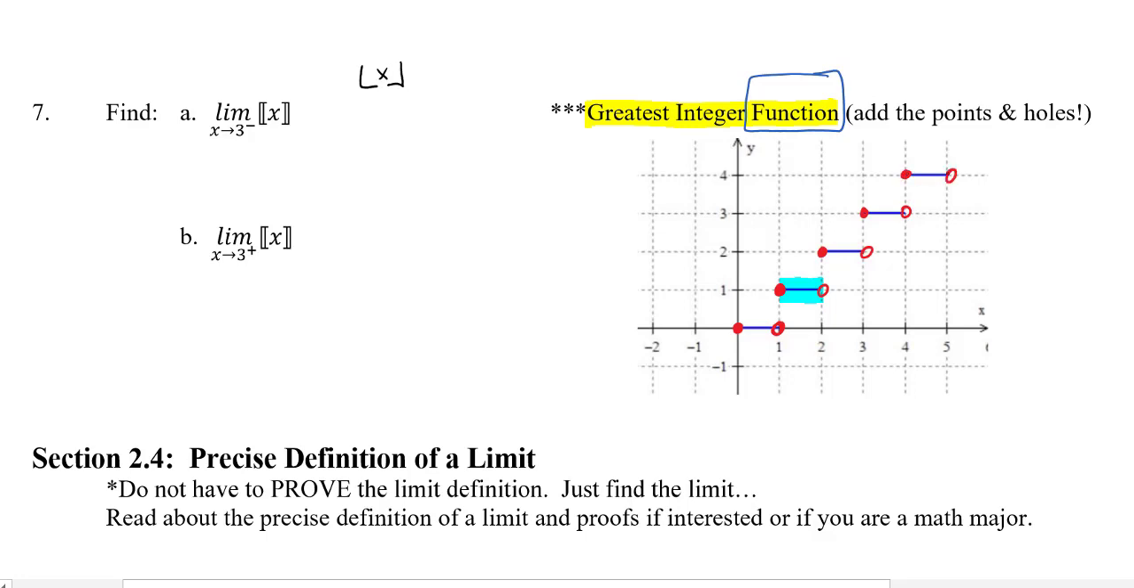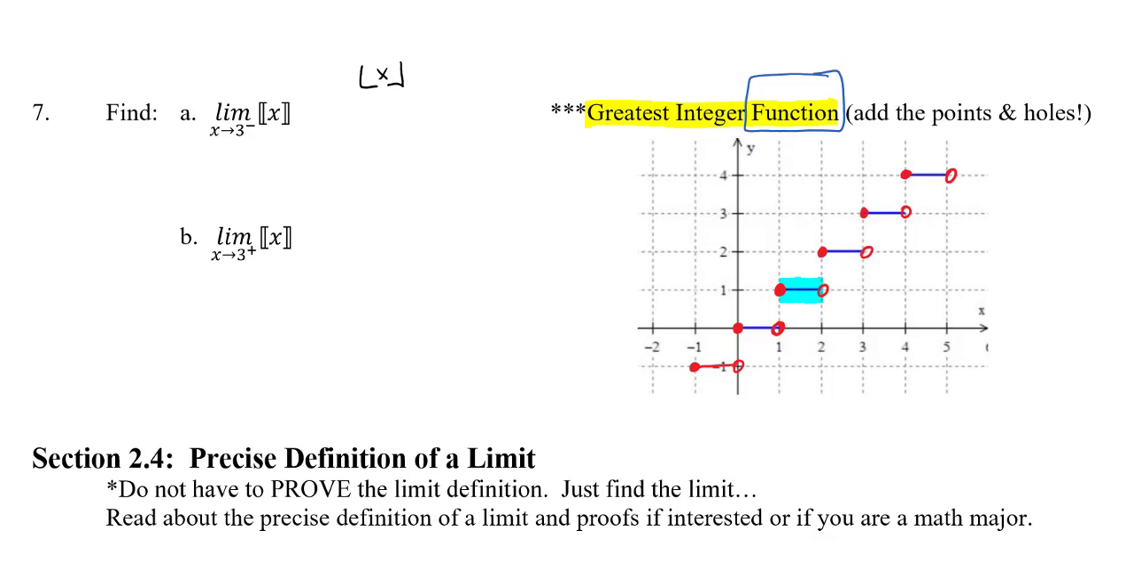Now, I'm not going to ask you, this is also called a step function for some people. This also goes into the negatives. We can look at that later. The pattern just continues here, okay? But what I want you to be able to do is if you see this graph, could you find these limits?